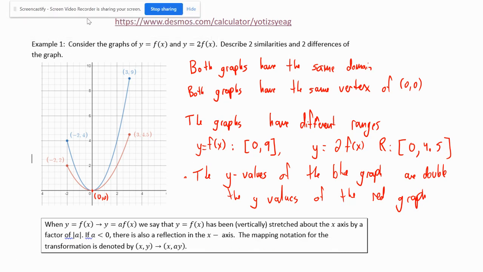For the next part here, y equals f of x becomes y equals a f of x. We say that y equals f of x has been vertically stretched about the x-axis by a factor of the absolute value of a. Now, the reason we say this, a stretch is always going to be a positive value, but if a is negative, that means there's also going to be a vertical reflection in the x-axis. Our mapping notation goes (x, y), which is any point on our original, becomes (x, ay). So we're multiplying this y value by whatever this a value is here, and that's going to be our new point on the graph.